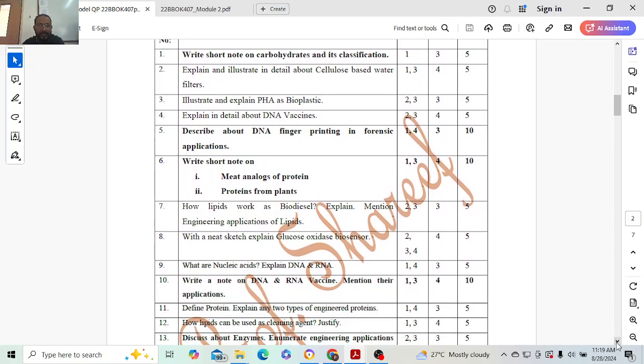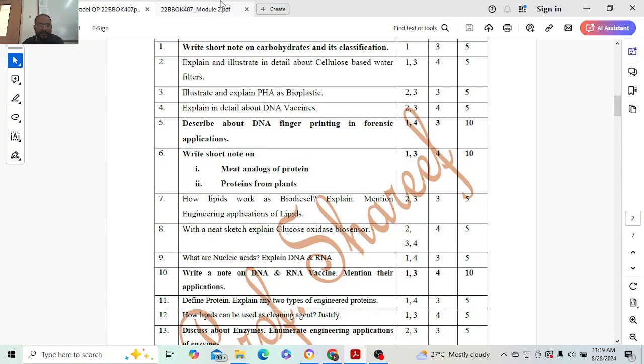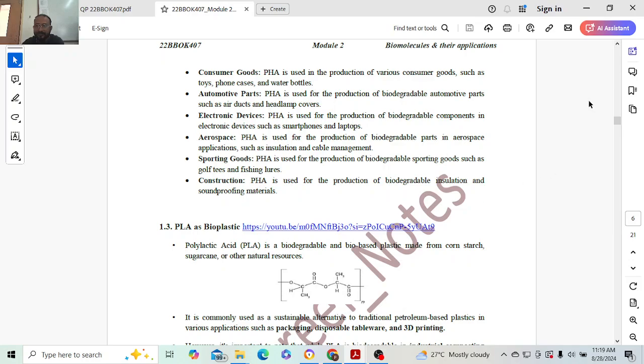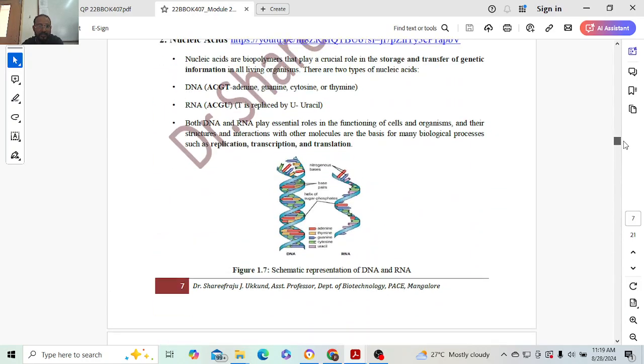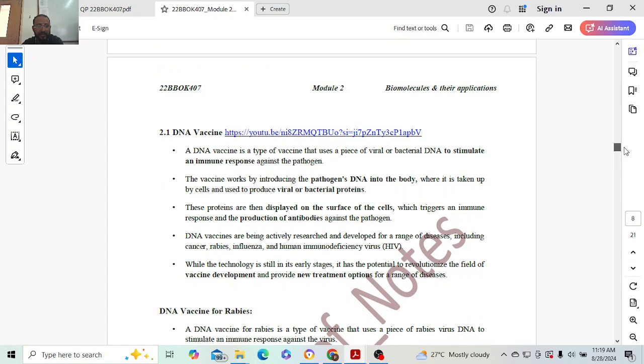Next, explain in detail about DNA vaccines. When you speak about DNA vaccines, somewhere you have to go into nucleic acids. Under vaccines you have 2 types, the RNA vaccine and the DNA vaccine. But here it is used especially for DNA. I mean, in vaccines there is DNA and RNA.